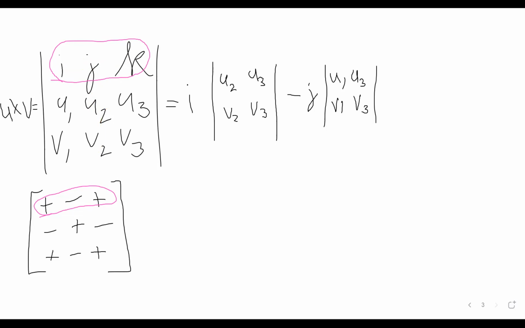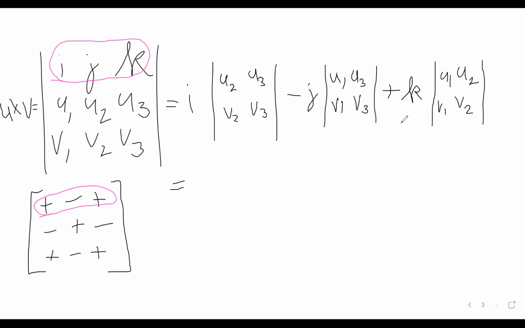Now for the next entry, because of the plus sign in the checkerboard pattern, plus K times the determinant of the submatrix you get when we remove the row and column that the entry K is in. K is in the first row, so you remove the first row. K is in the third column, so you remove the third column. So you're left with that submatrix right there, U1, U2, V1, V2. Okay, I don't need the orange anymore because I got that.